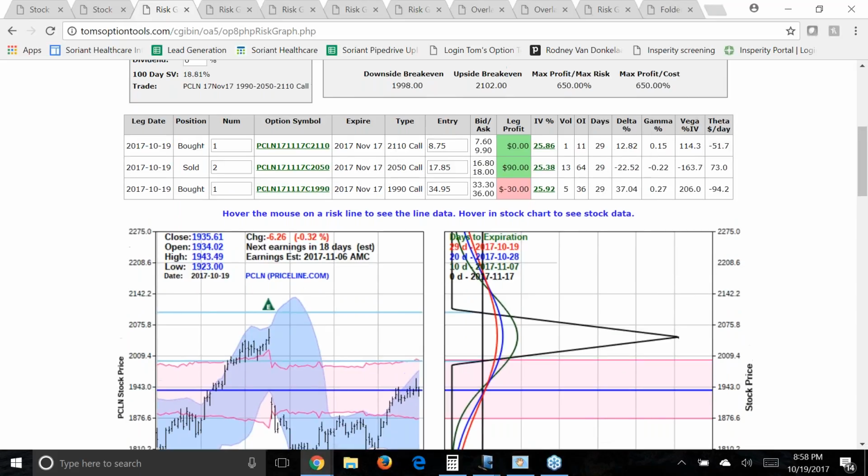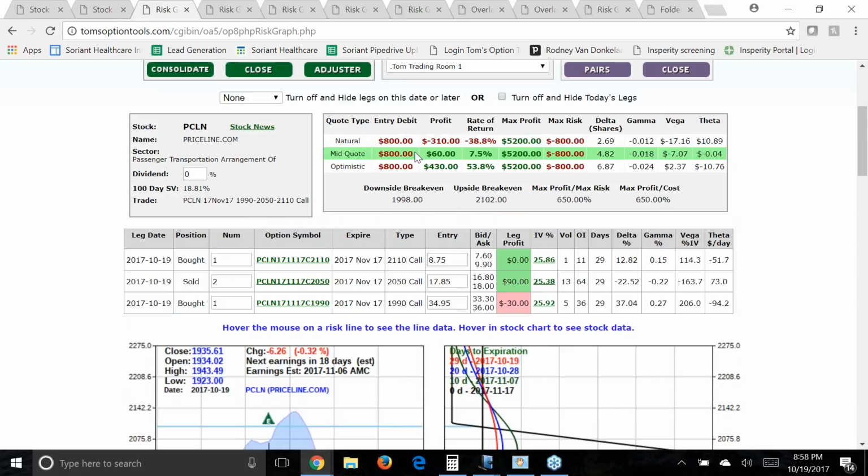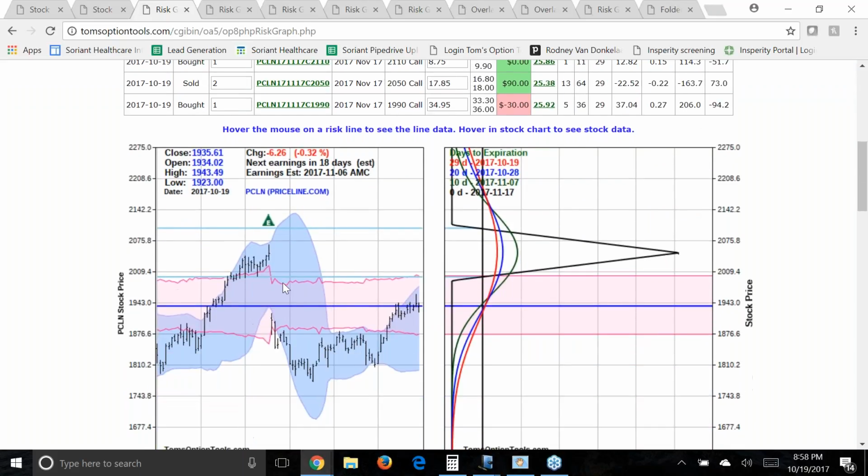Now, by doing that, it's a bit of a pricey trade. It's $800. In order to do a true comparison, I'm going to go above my normal example that I use in class of no more than $1,000. But in this case, I'm going to start with a 1 by 2 by 1. I'm buying the 1990 call. I'm selling the 2050 call. I'm selling 2 of them. And because I'm selling 2 of them, I'm not just going to maximize my profit potential. I'm actually going to show a decrease in profit.